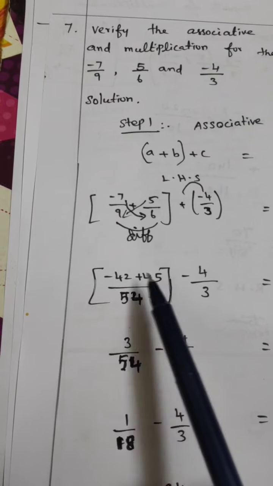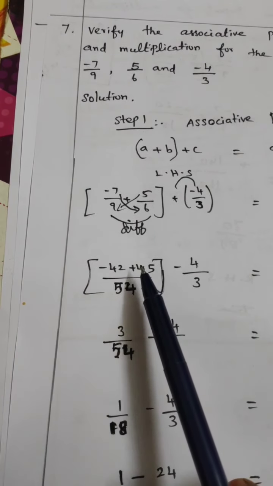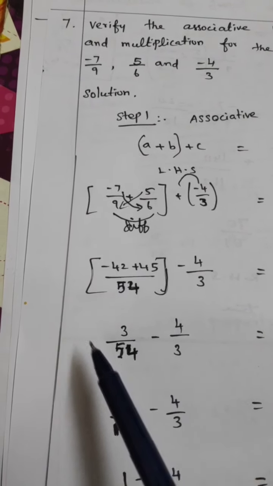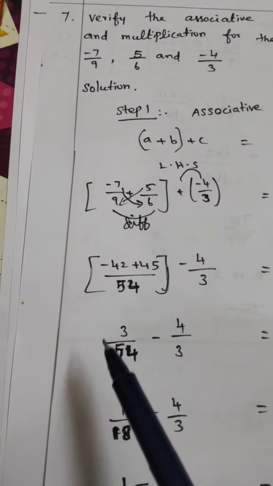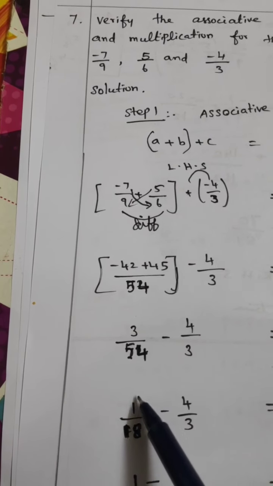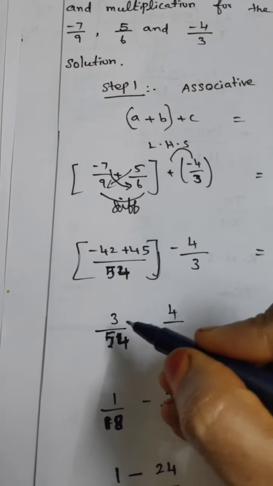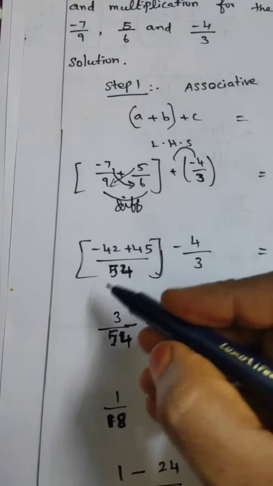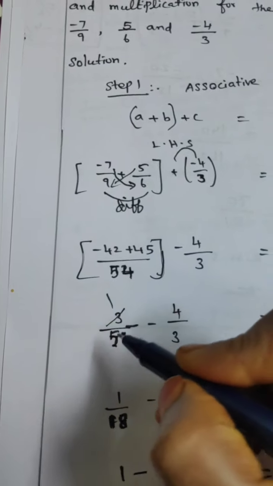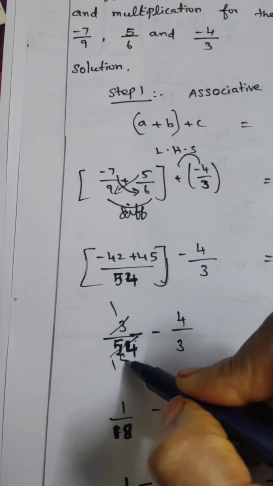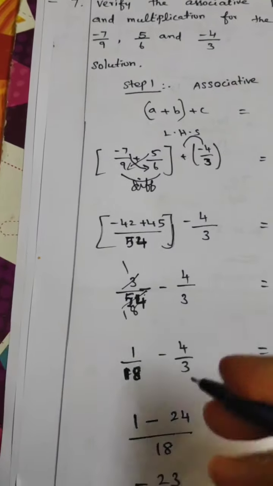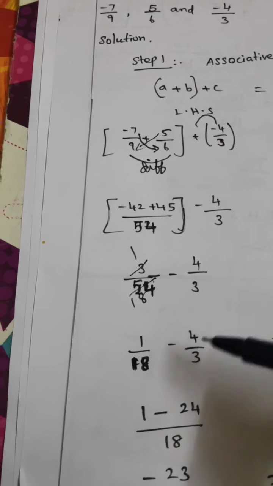42 and 45, unlike signs, so you must do subtraction. 45 minus 42 equal to 3 divided by 54. So 3 by 54 minus 4 by 3. Now this 3 and 54 is possible in the third table, so you strike out the number. 1 3 is 3. Next 18 3s are 54. So 1 by 18 minus 4 by 3.